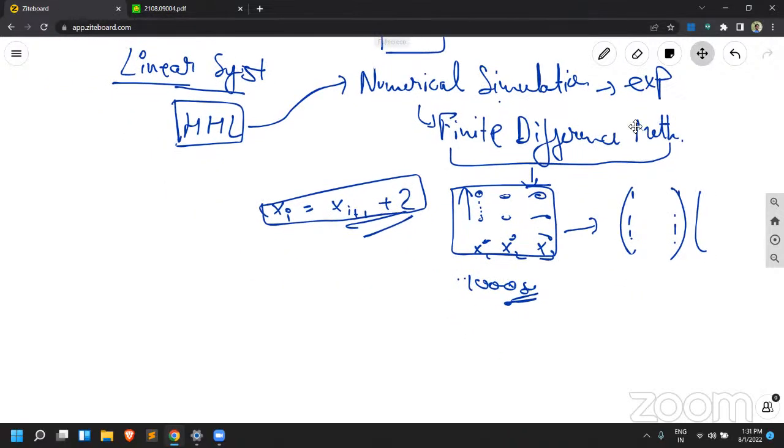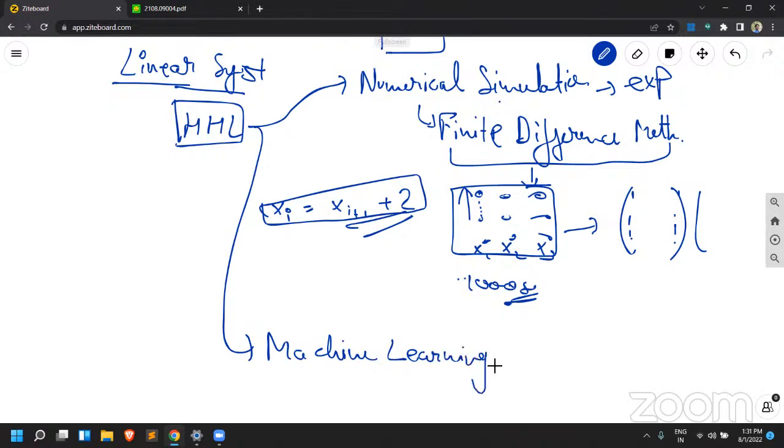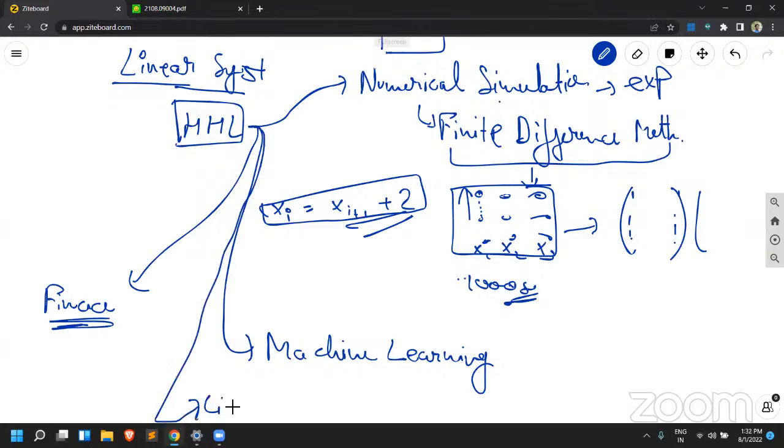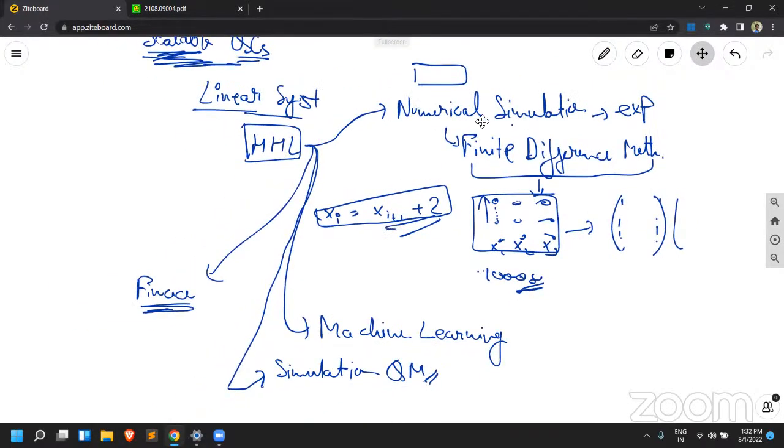And apart from numerical simulation, we have machine learning, which has lots of linear algebra, where somewhere or the other it will find its applications. Finance is there, and also we know quantum mechanics is based on linear equations, so simulation of quantum mechanical systems will also be one application. So these were a few applications of the HHL algorithm, what it holds for the future.